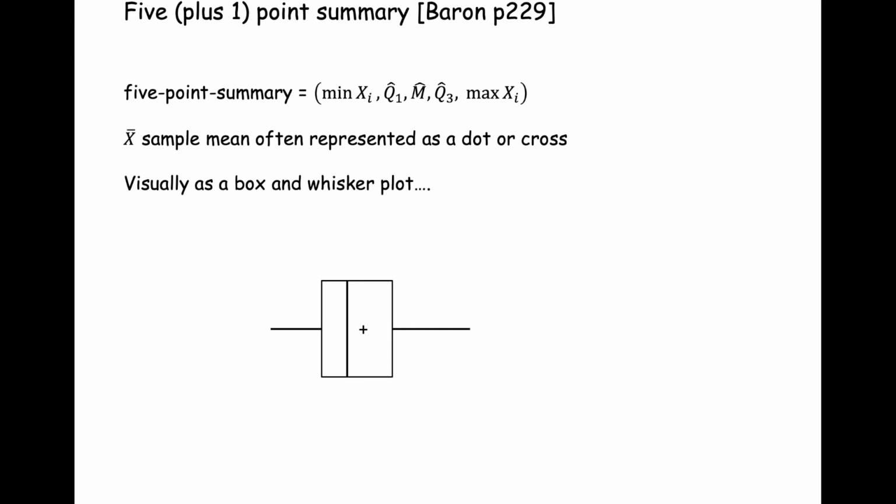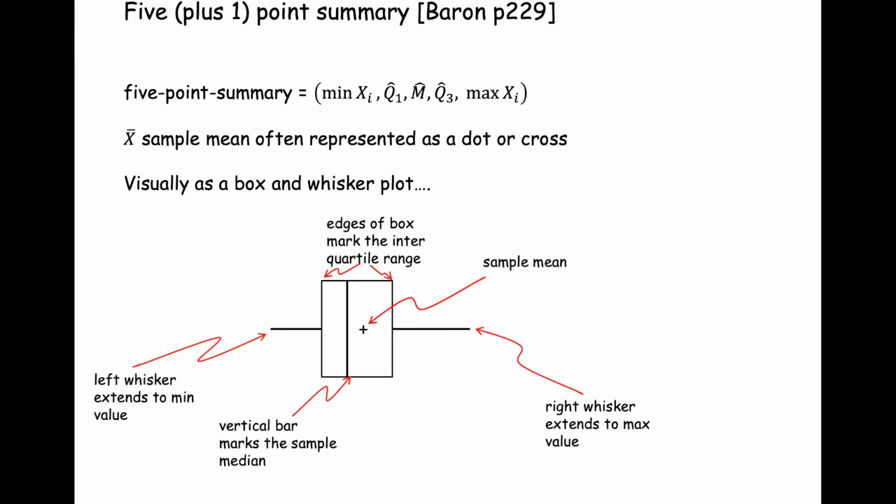There's a Box-Whisker plot, and when we look at all the different parts of it, the edges of the box mark the interquartile range. Here, the left-hand edge represents the first sample quartile, Q1 hat. The right-hand edge represents Q3 hat. And the distance between the two edges is going to be the interquartile range, that's going to be 1 IQR.